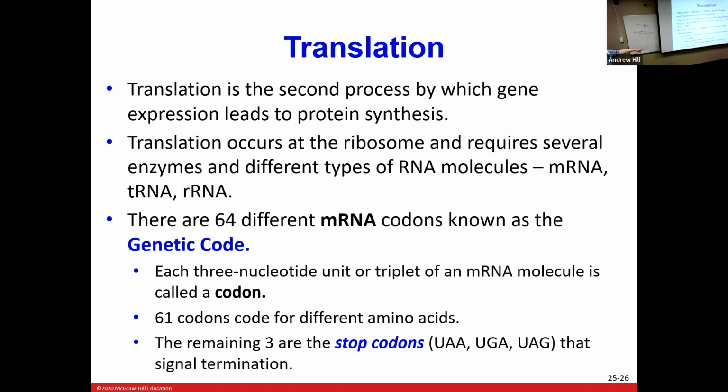Oh, here's the other 3. They're down here. The remaining 3, right? 61 plus 3 is 64, are what are called stop codons. So as you're making protein, you need to start. We'll talk about how we start the process. But the ribosomes also need to know when to stop the process, right? So there's going to be certain stop codons: uracil, adenine, adenine; uracil, guanine, adenine; uracil, adenine, guanine. Those are the 3 that are going to signal termination, that you essentially finished the protein.